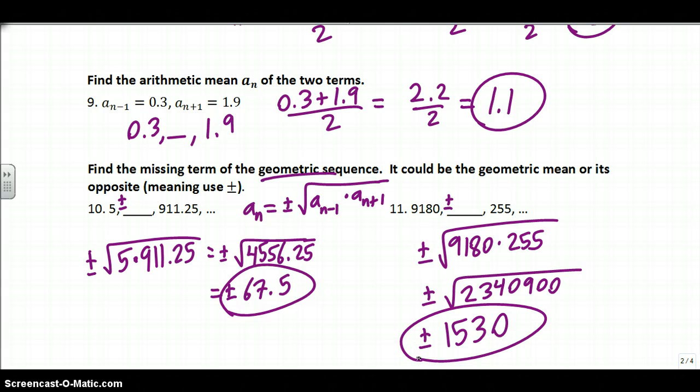If this were a multiple choice question, they may or may not have the plus or minus on there, all right? Remember, geometric, you kind of need the plus or minus because you don't know. It could be the positive one or it could be the negative one, okay?